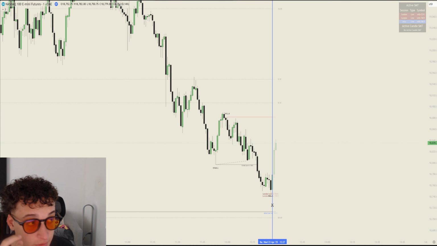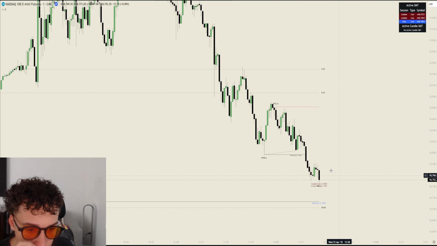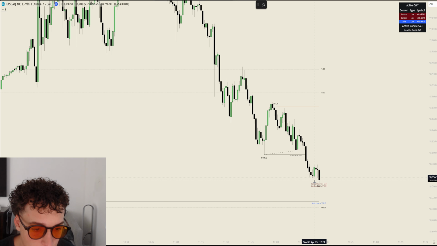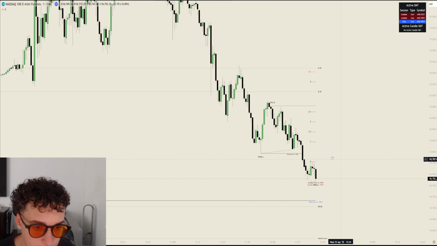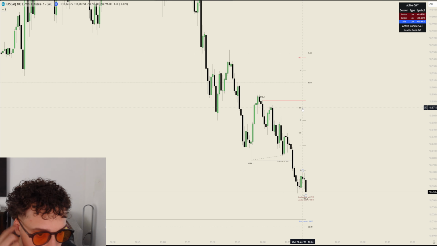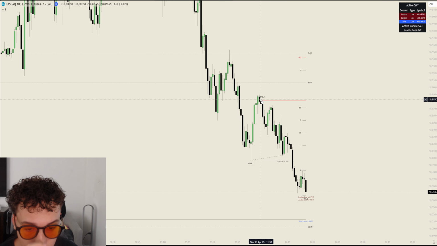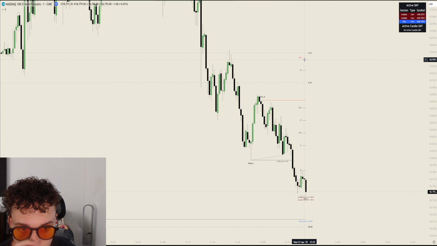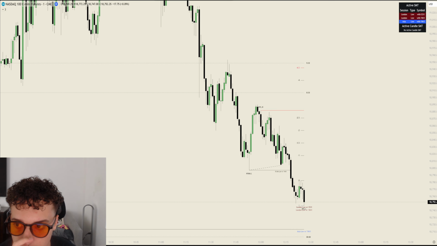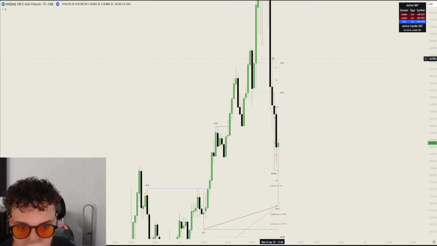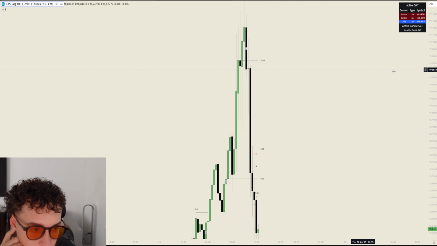I was originally looking to get long off of this breaker, so I will call this the original breaker. It's -2 and 2.5 is in close proximity with New York lunch high, and it's -4 and 4.5 is in close proximity with this 15-minute SIBI and this 15-minute breaker.